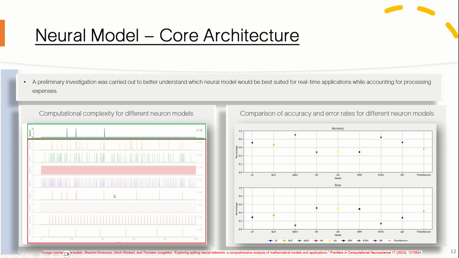SRM performs better than the ADX, but if you look at the SRM here, the accuracy and error were lower than the leaky integrate-and-fire neural model. So that makes sense to use the leaky integrate-and-fire model in our specified application. But if you are focusing on accuracy and error, I think the ADX is better.